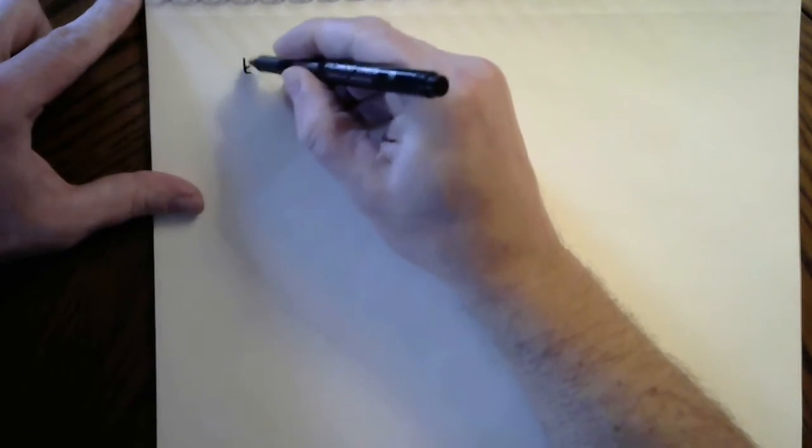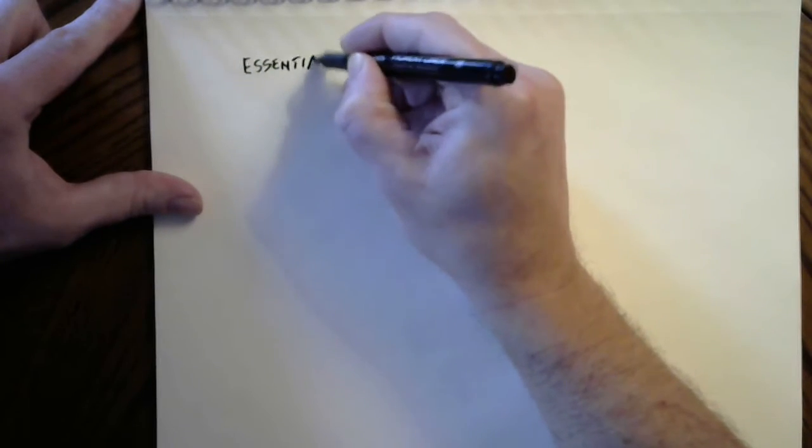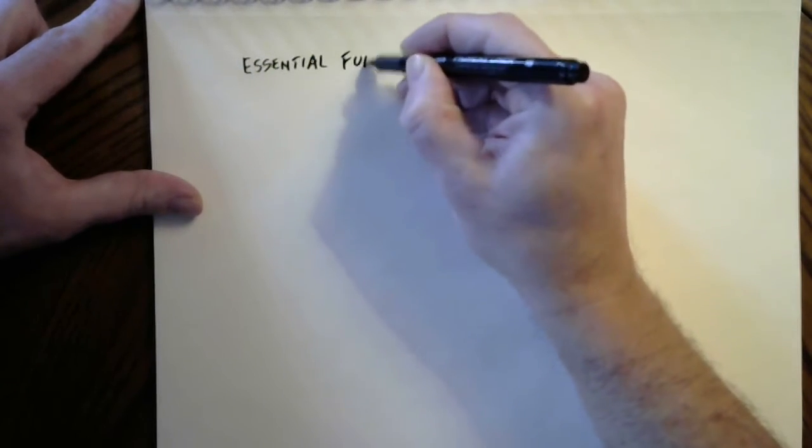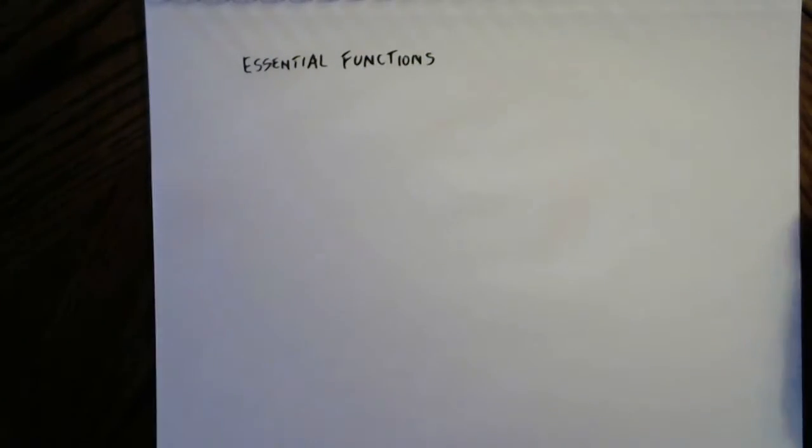So this is section 1.2, essential functions. I like the topic. It's a very important topic. I'm not a big fan of the book presentation, so this deviates a little bit.